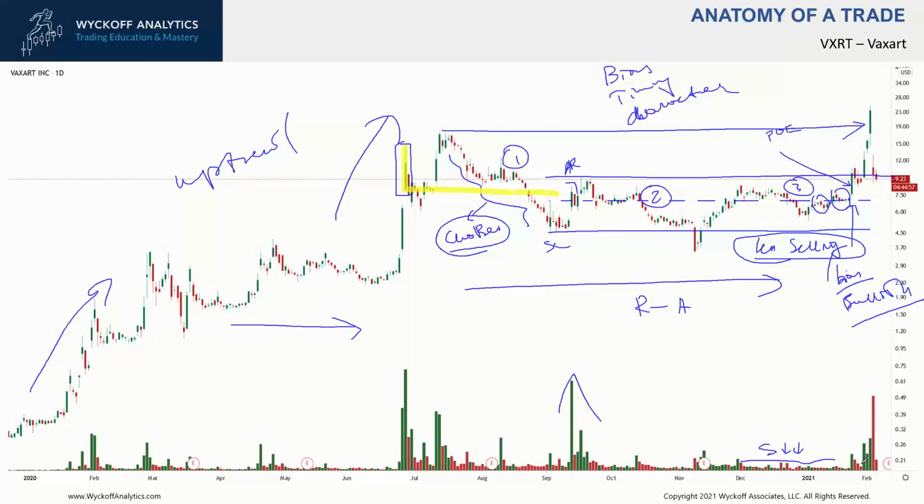Well, that's our timing bar right there. Those are our timing bars. And as soon as we see volume come in and price move aggressively up, it's telling us it's time to go.